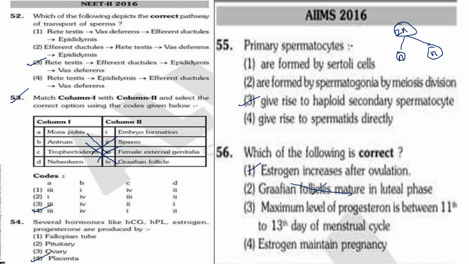Maximum level of progesterone is between the 11th day to 13th day. Though this is the ovulation period we can say, but not the luteal phase. Progesterone levels are being increased only during the luteal phase. At 21 days, there is a high increase of progesterone. Estrogen maintains pregnancy? No, progesterone maintains pregnancy. So that option is wrong.